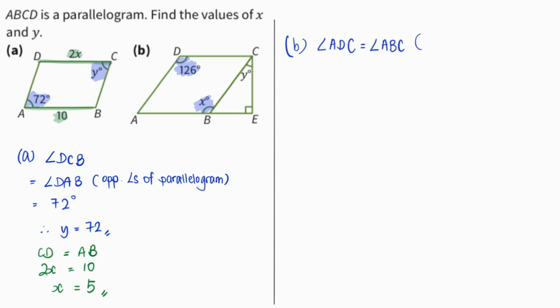The reason is they are opposite angles of a parallelogram. And so, in this case, we would have gotten that ADC and ABC, they are both equal to 126 degrees, right? And therefore, x will be equals to 126.